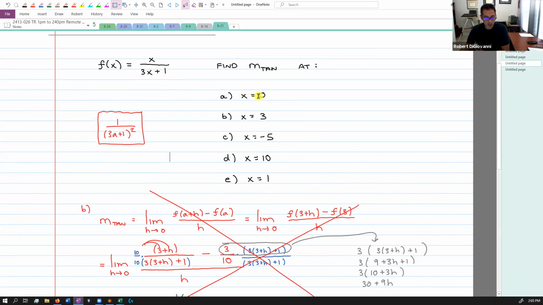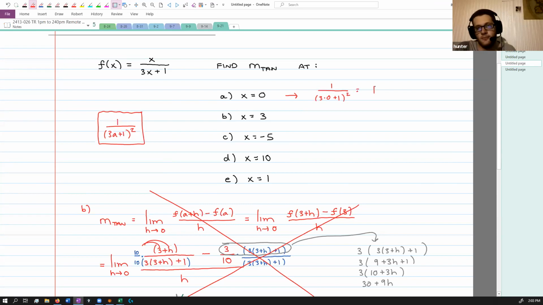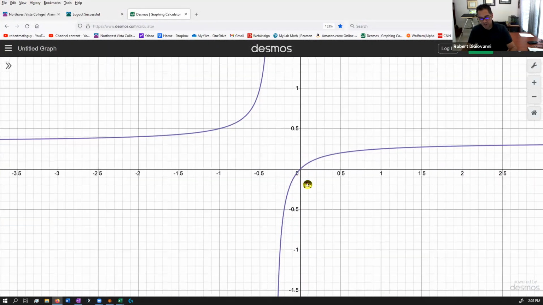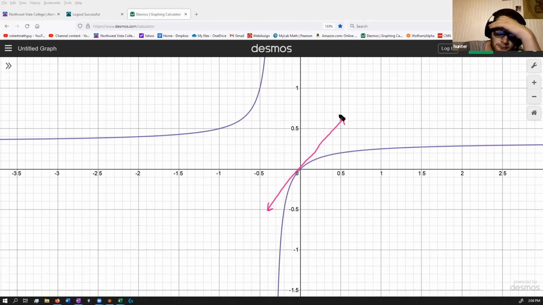All right, so let's do this. If we want the slope of the tangent line at x is 0, then I'm just going to use that formula. I'm going to put 1 over 3 times 0 plus 1 squared, which is what? 1 over 1. It's 1. So back on the picture here, when we go to 0, I wanted to know, what is the slope of that tangent line? What did we just say it is? 1, and it makes sense. Doesn't it look like it is?